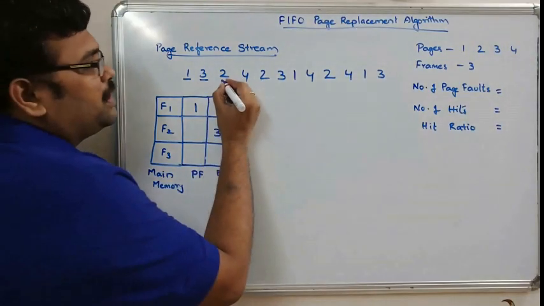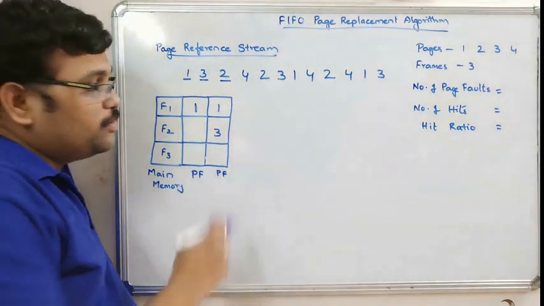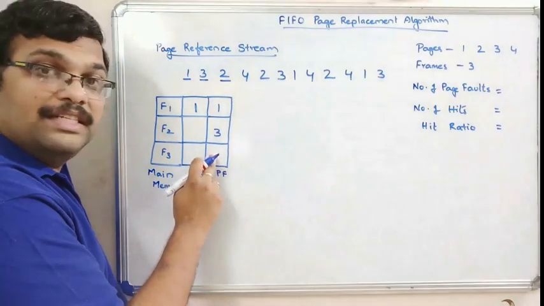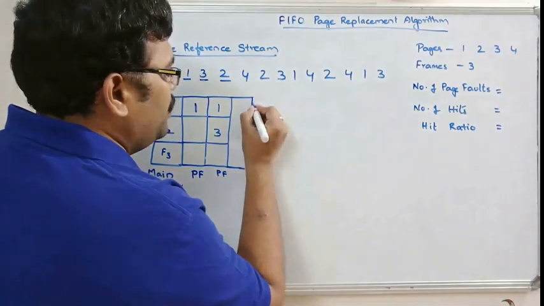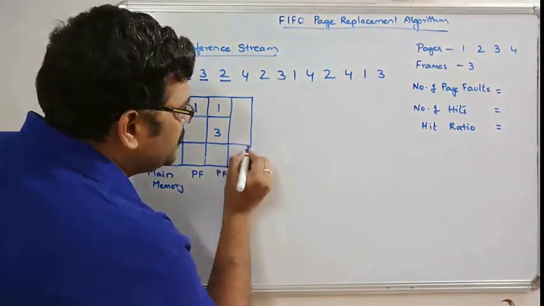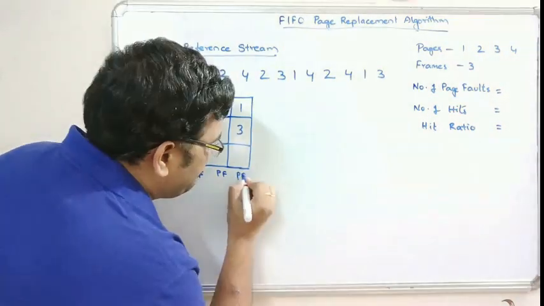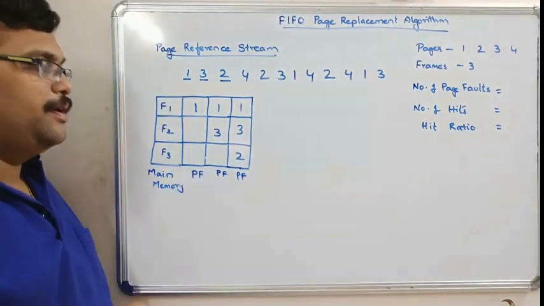And coming to the third string, second page number 2. It is also not available in the main memory, and one slot is free. See, again it is not available in the memory. We said that if it is not available in the memory, that is a page fault. Page fault. So I am loading page 2 in frame 3.